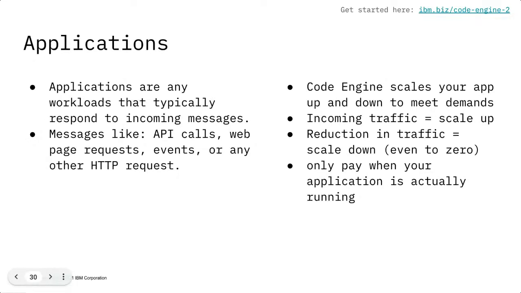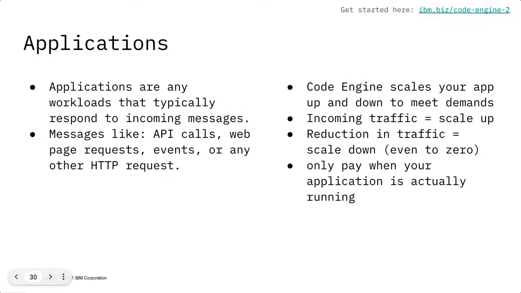Okay, so in the workshop today, we're going to be using pre-built container images to demonstrate creating Code Engine applications and batch jobs. So we're going to look at the different types of workloads.